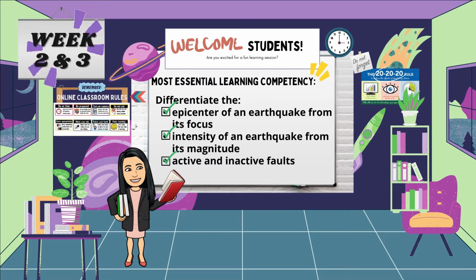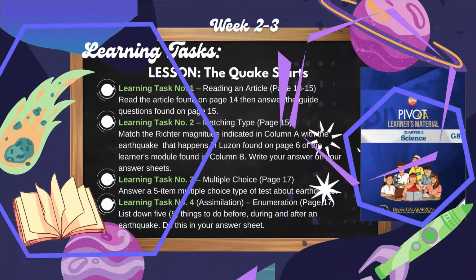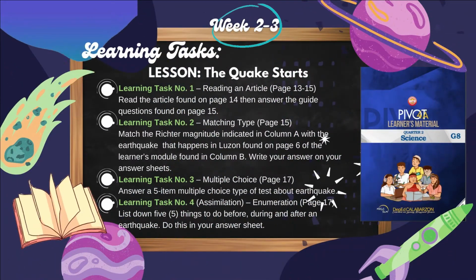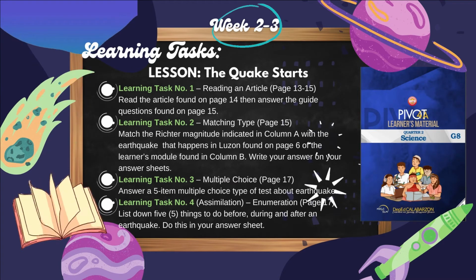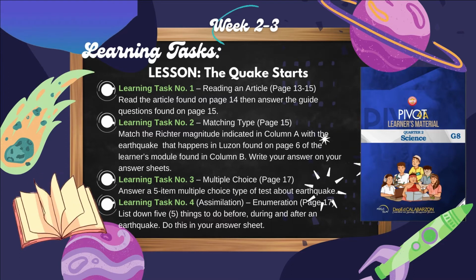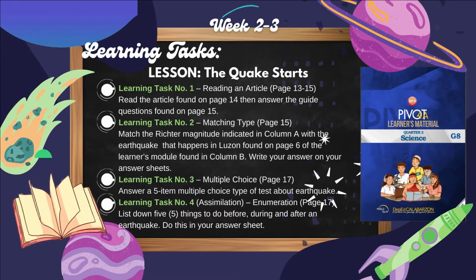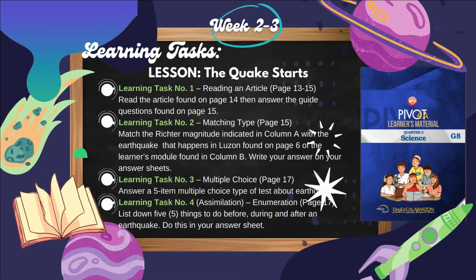Most Essential Learning Competency. Differentiate the epicenter of an earthquake from its focus, intensity of an earthquake from its magnitude, active and inactive faults. For Week 2 and 3, here are your learning tasks. Learning task number 1, reading an article. Learning task number 2, matching type. Learning task number 3, multiple choice. Learning task number 4, enumeration.